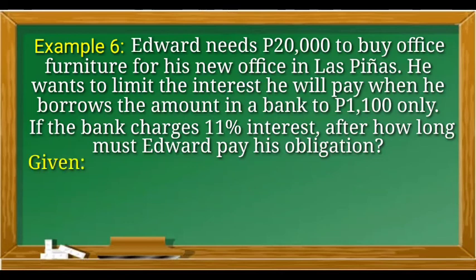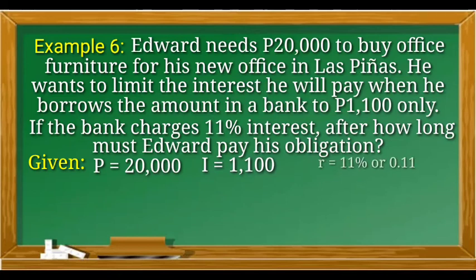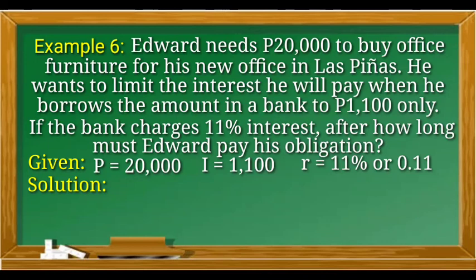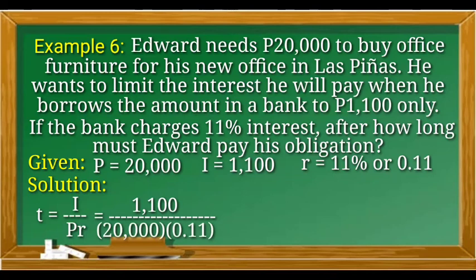The given are P equals 20,000, I equals 1,100, and R equals 11% or 0.11. Because we are looking for the time, we use the formula T equals I over PR. We substitute the given values. We have 1,100 over 20,000 times 0.11.